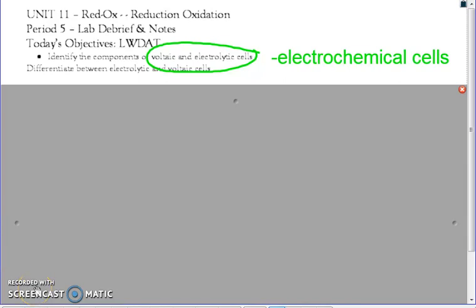Okay, so this is the final lesson in the redox unit. It's about voltaic and electrolytic cells, also called electrochemical cells. Electrochemical cells are chemistry that creates electricity or uses electricity. There's two different types: the electrolytic cell and the voltaic cell. We're going to look at those two.